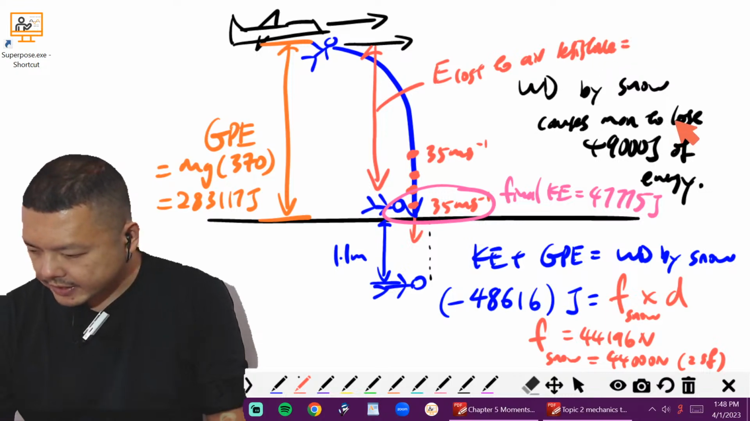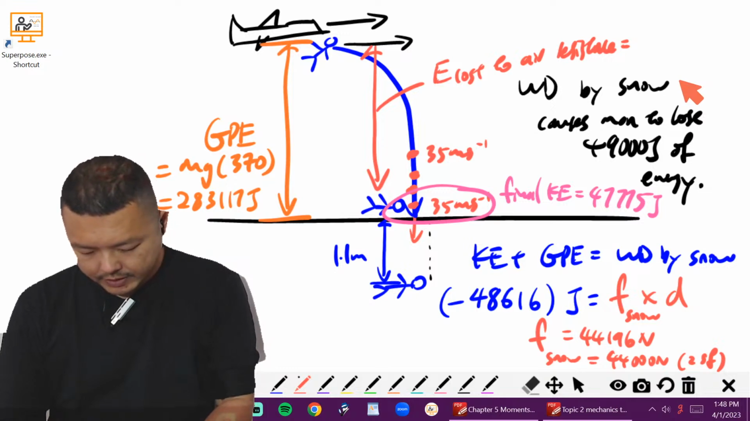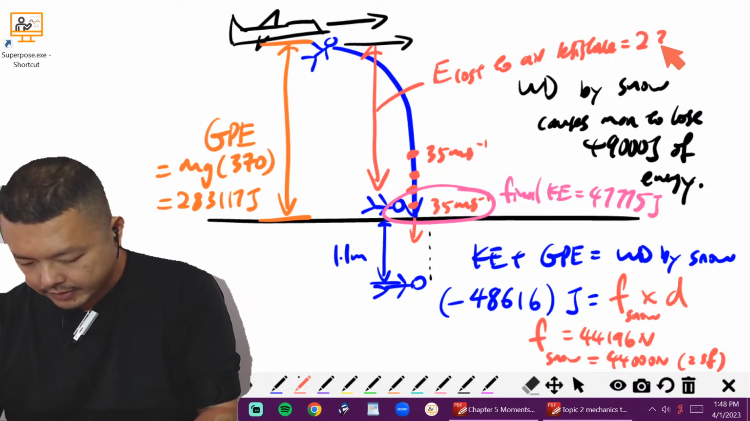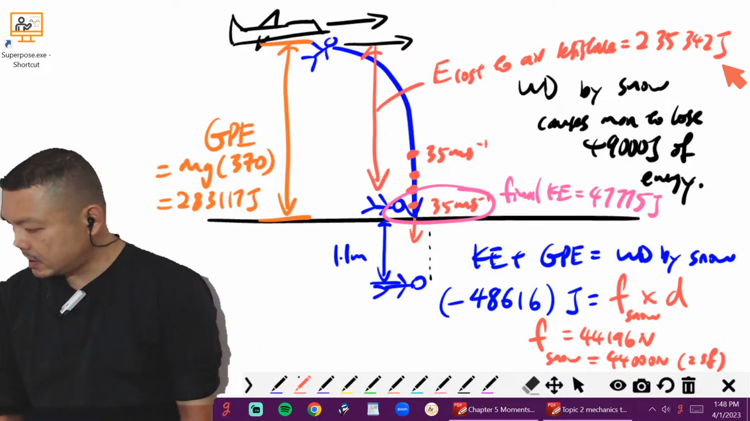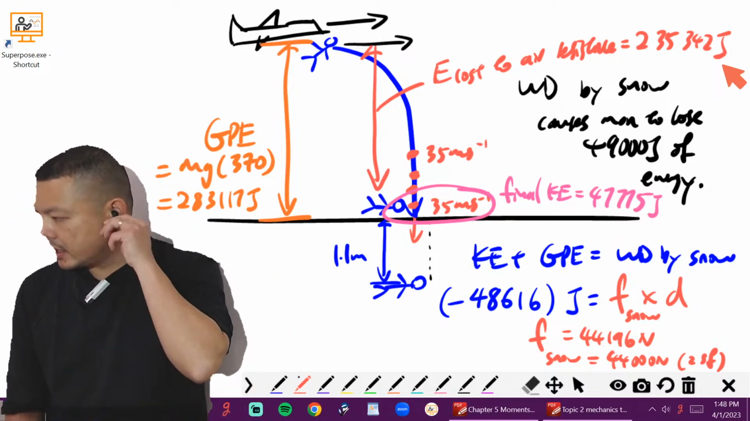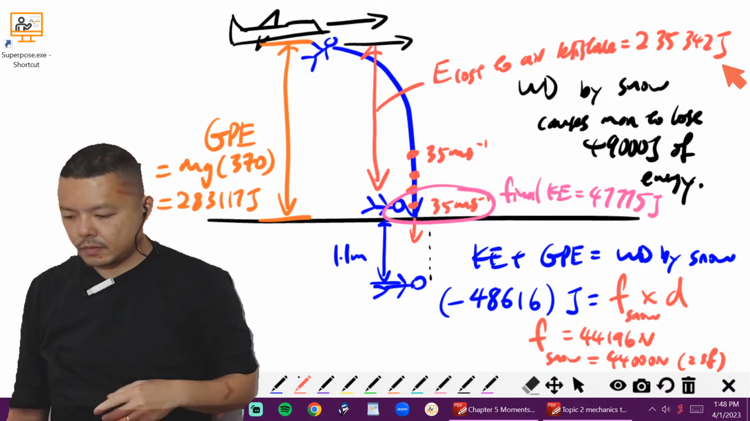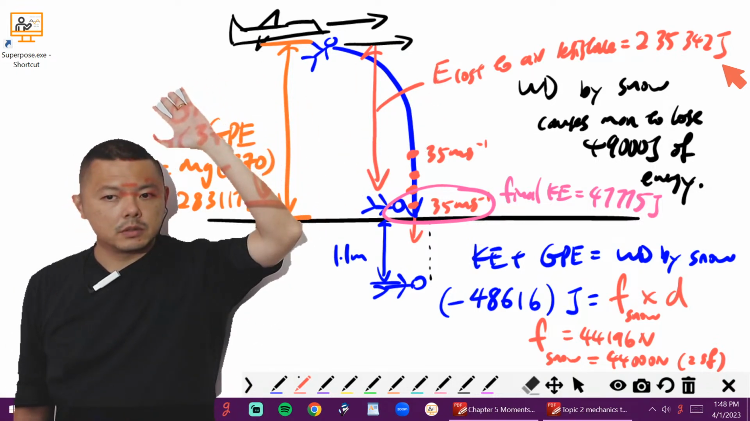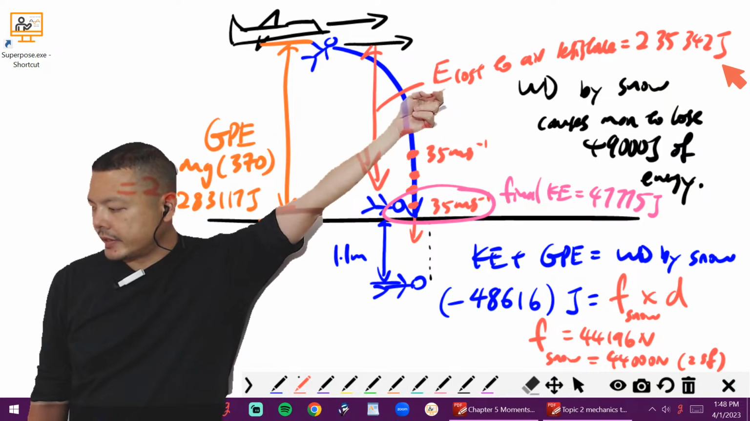Right, so the energy loss to air resistance is equal to 283,117 minus 47,775, which is 235,342 joules. Here's the energy loss to air resistance. Ian, you okay there? Then, any issues? Make sense? Logic? GPE loss here, final KE there, so the energy loss to air resistance is the difference between these two.